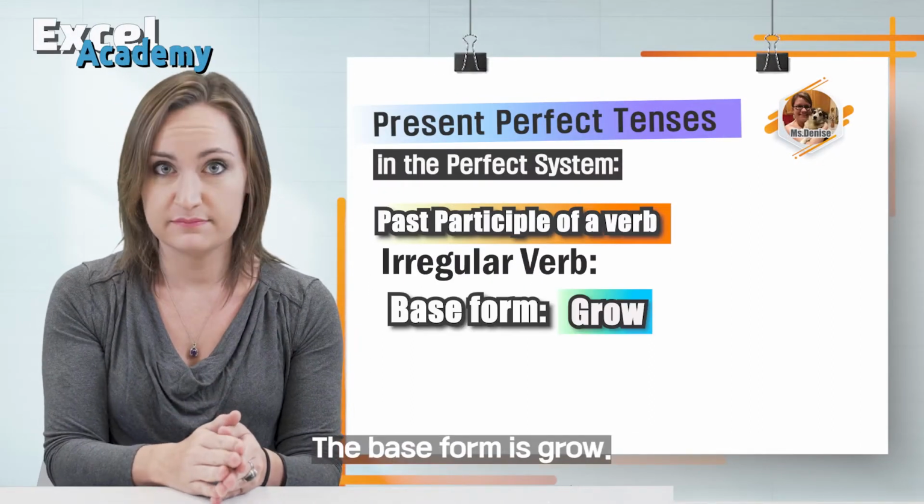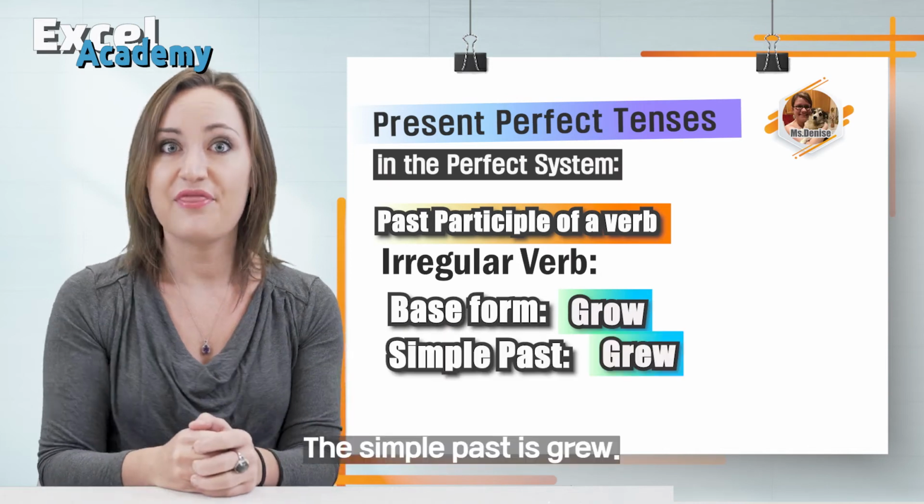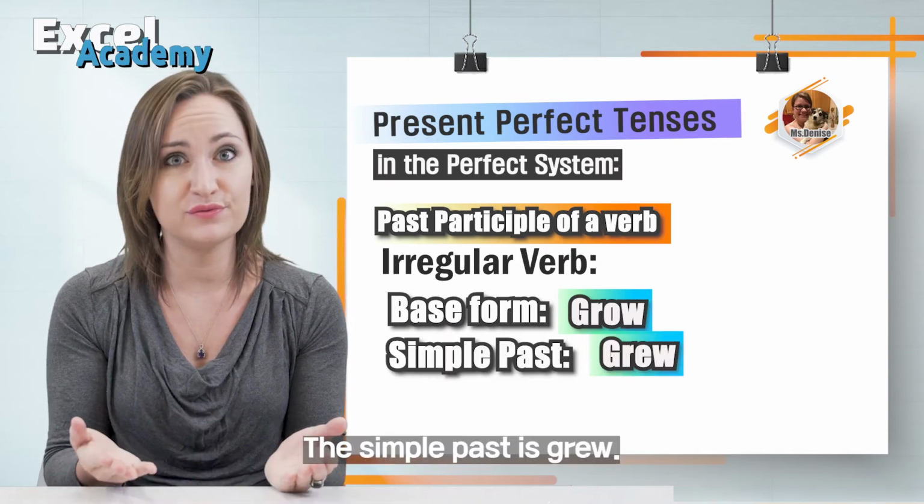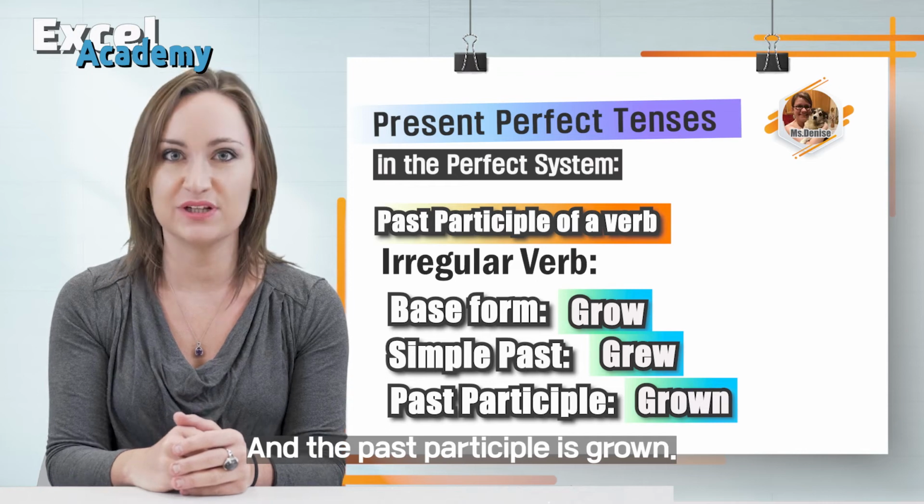Now here's another irregular form. The base form is grow, the simple past form is grew, and the past participle is grown.